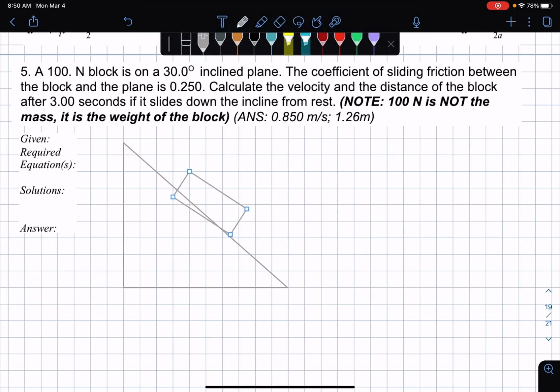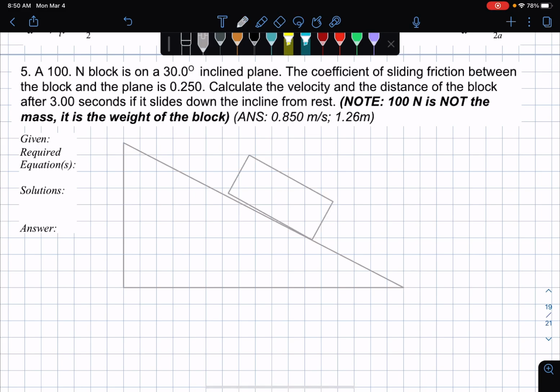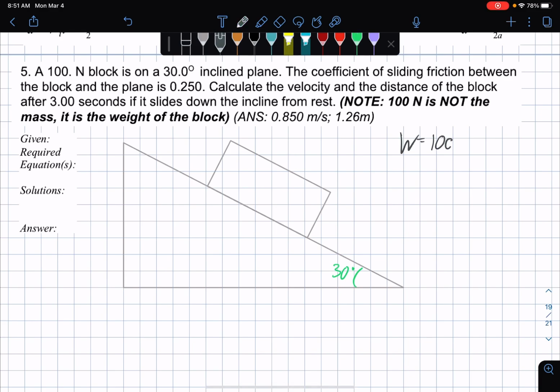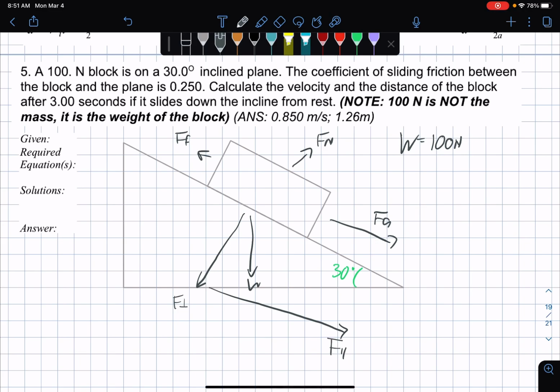So this is number 2. Okay, this is going to be the object. So the 100 N block is placed on a 30-degree inclined plane. The weight is said to be 100 newtons. This is Fa, again, this is Fn, this is frictional force, this is F perpendicular, this is weight, this is force parallel. Now, the coefficient of sliding friction between the block and the plane is said to be 0.25, or 0.250.